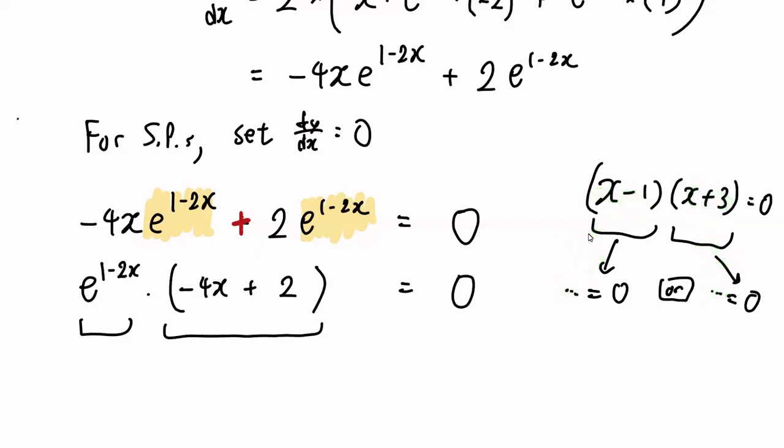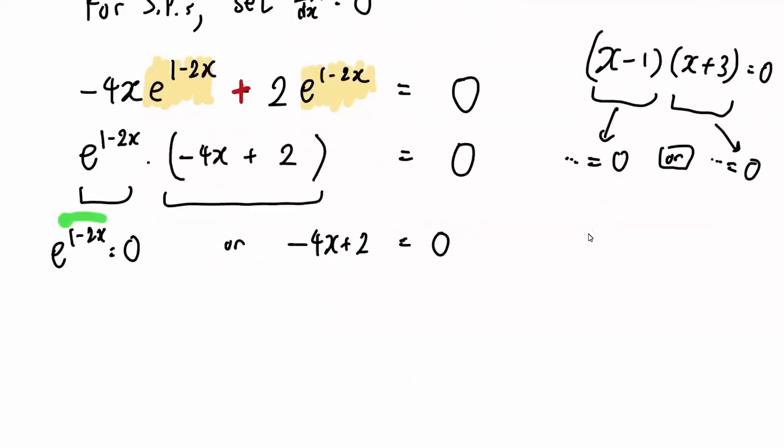Okay? So over here, you have e power 1 minus 2x equals 0, or minus 4x plus 2 equals 0. Following so far? Okay, but then this guy, e power something, how does the graph of e power something look like? The e power x looks like this, right? Upwards. What about if I now have e power 2x? It's the same, but it is steeper. Like this. Then what if I have e power negative 2x?